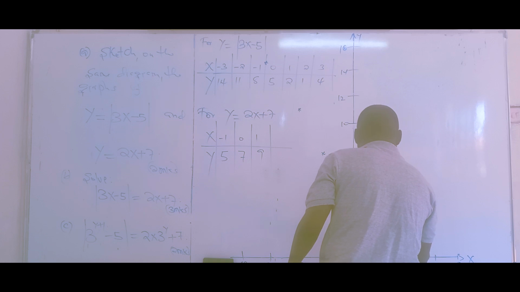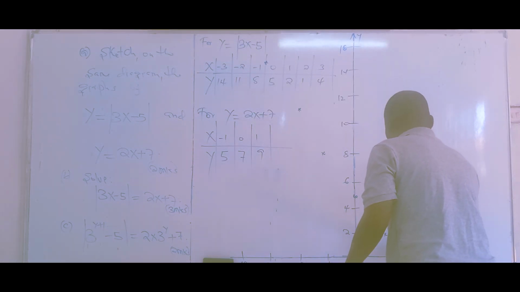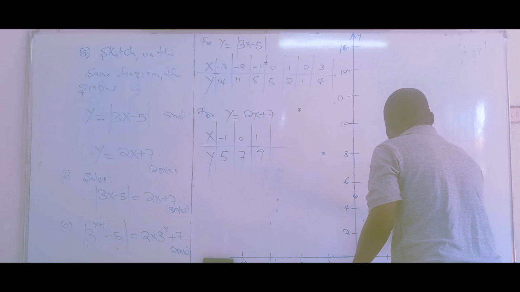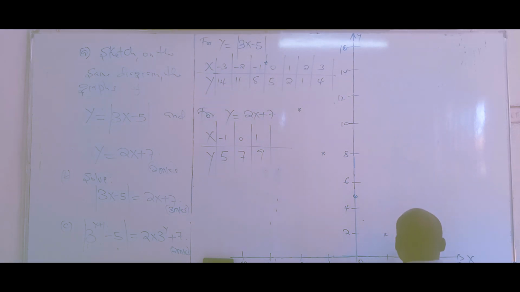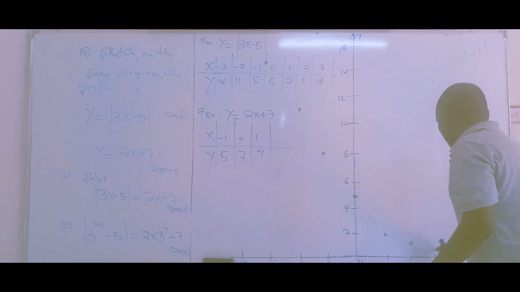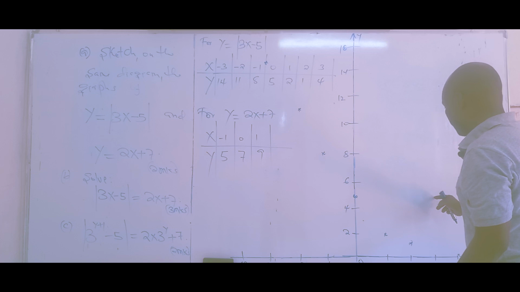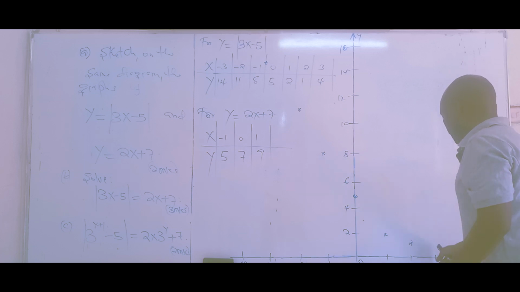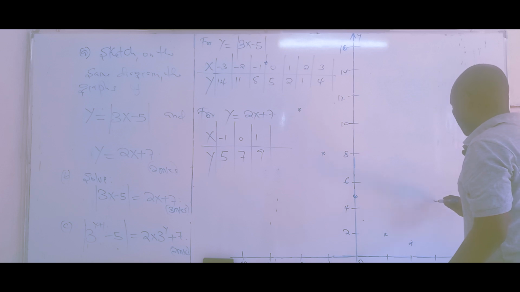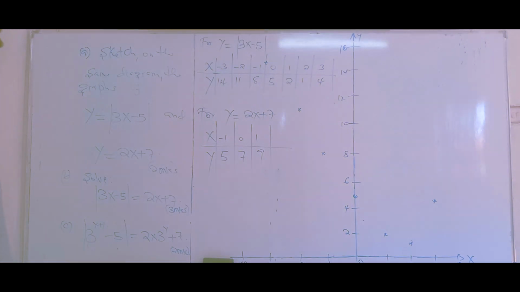Then 1, 2. 1, 2 is there. Then 2, 1. 2, 1 is somewhere here. Then 3, 4. 3, 4 should be somewhere here. Somewhere there. So this is what we have.